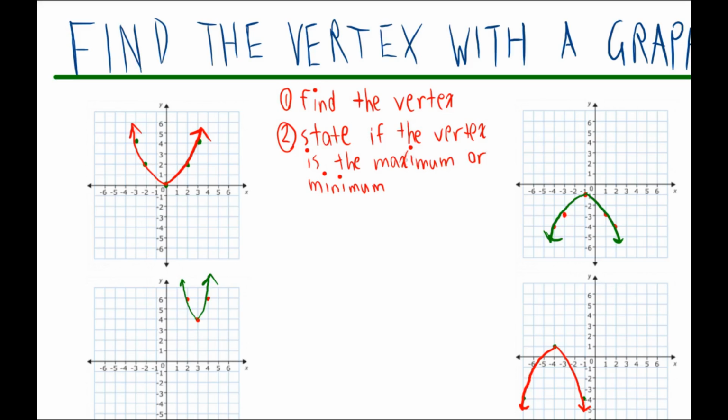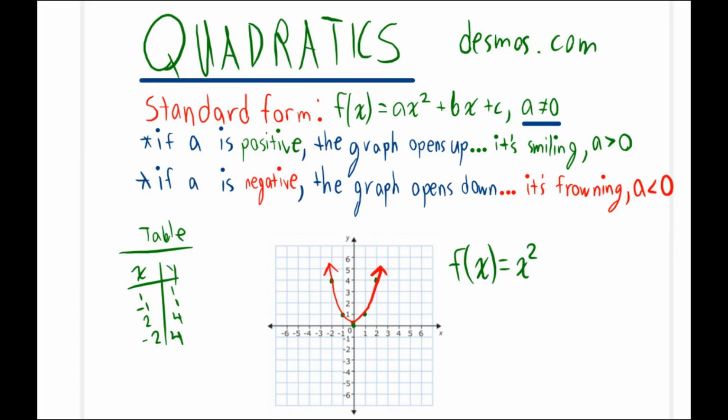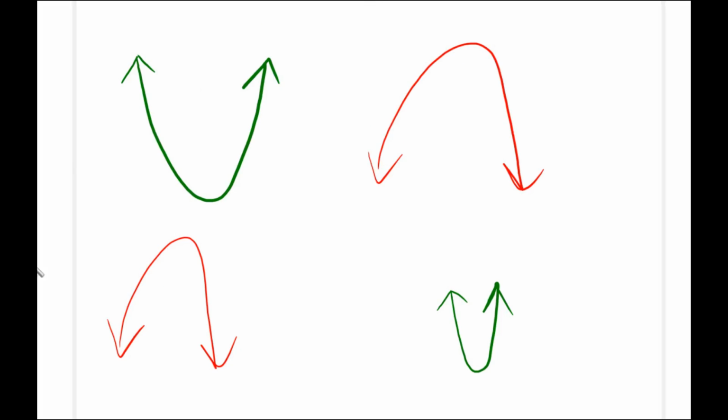We can find the vertex, and the vertex is like the highest point or the lowest point. So if we go back here, our vertex for this graph would be right up here. It would be a maximum because it's the highest point, and everything after this is going down. Here, if the a is positive, if our graph is going up, then that vertex is the lowest point because anything after that point is going up.